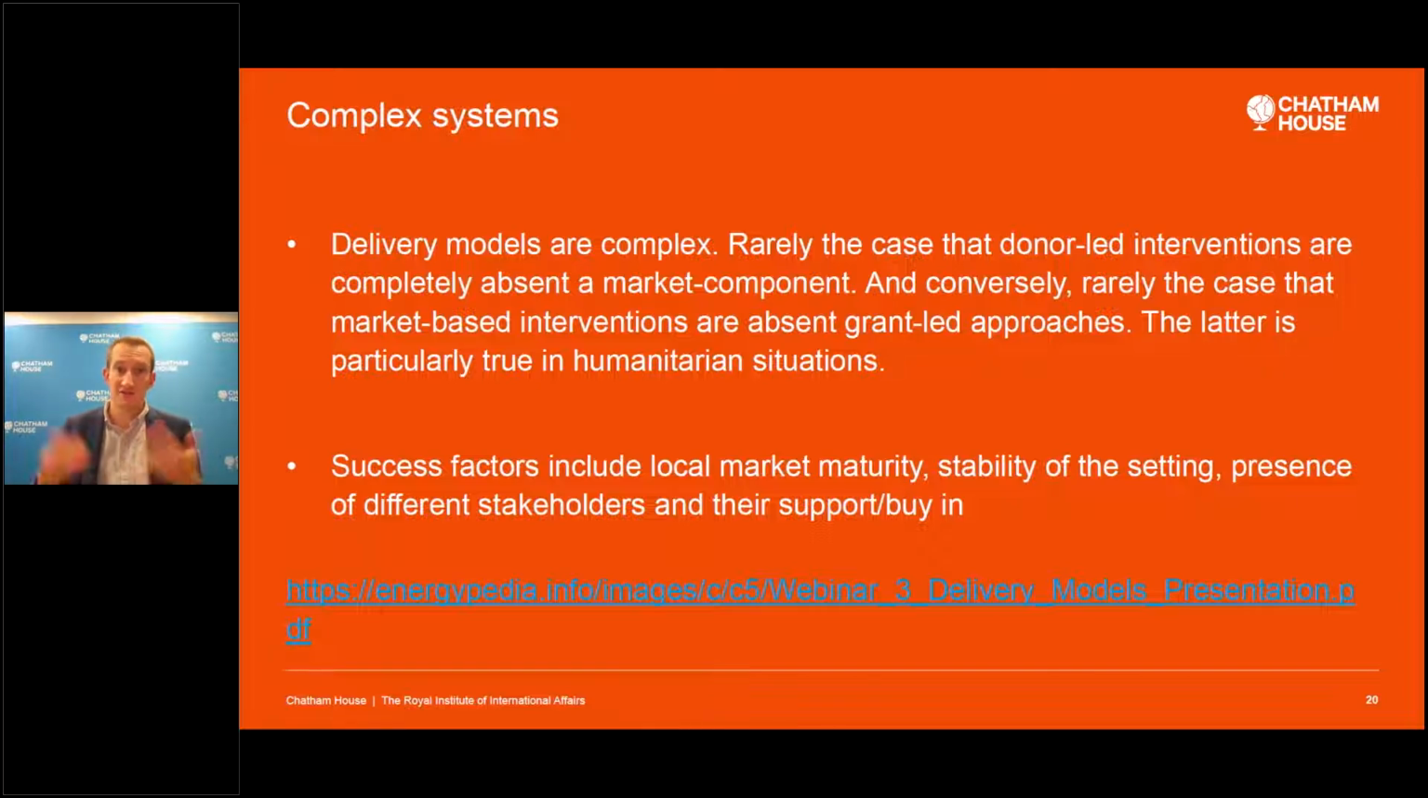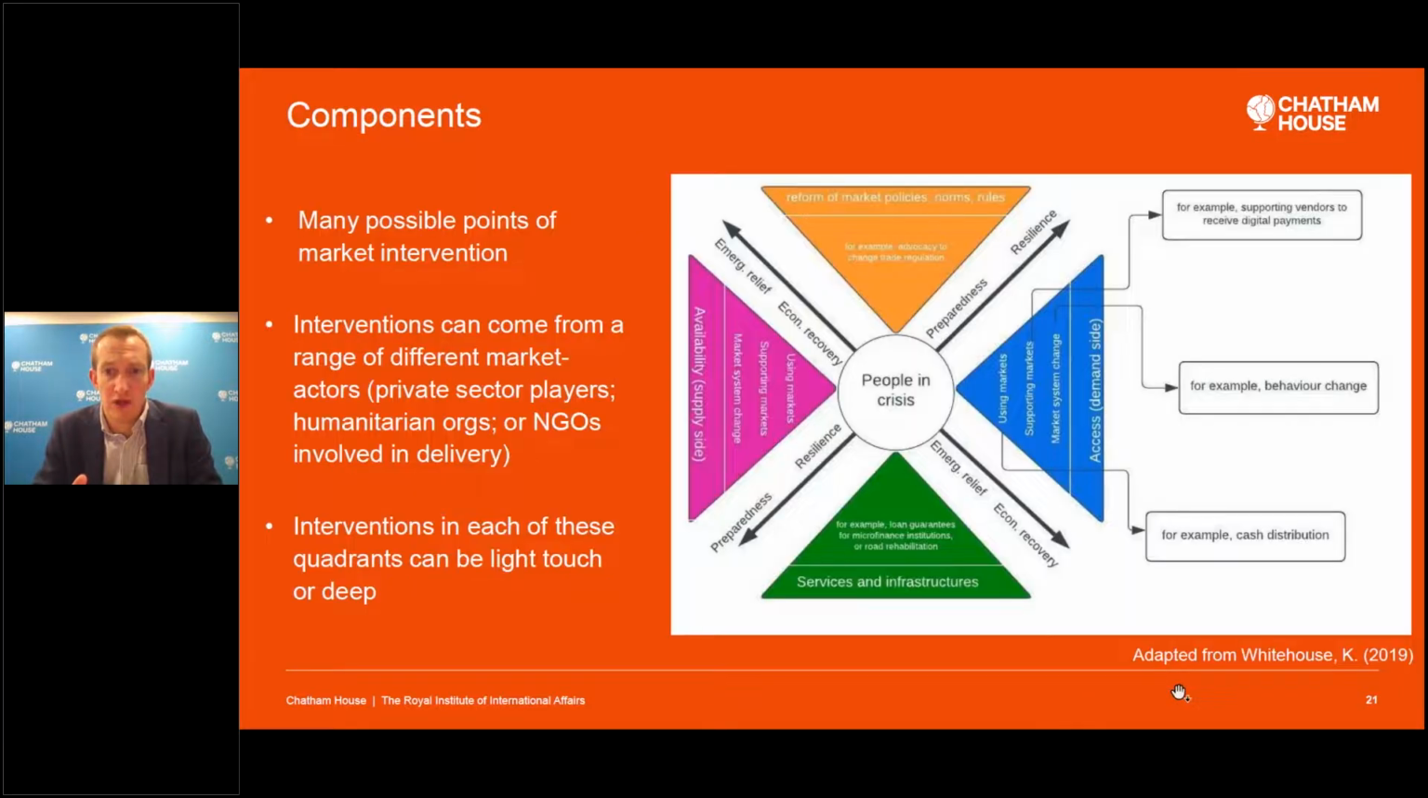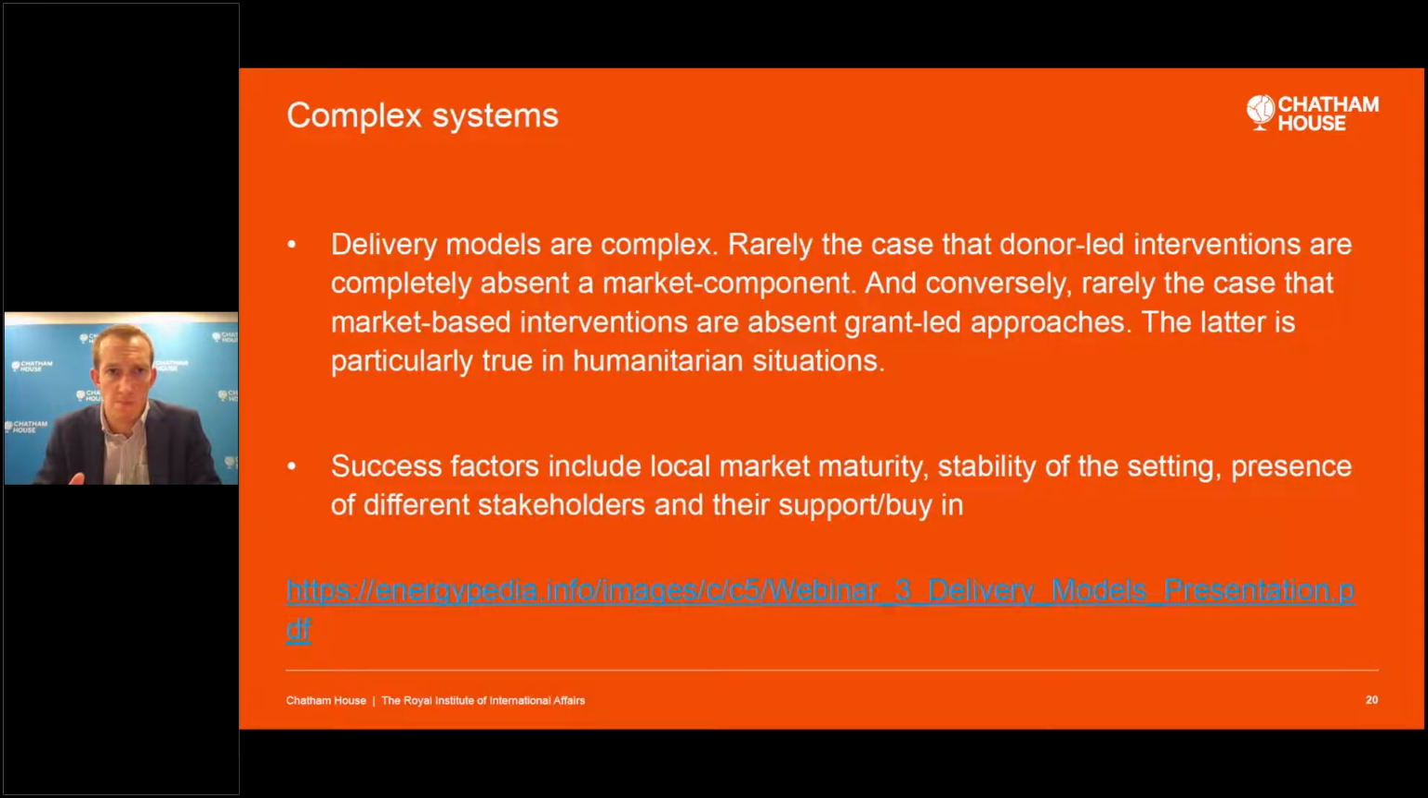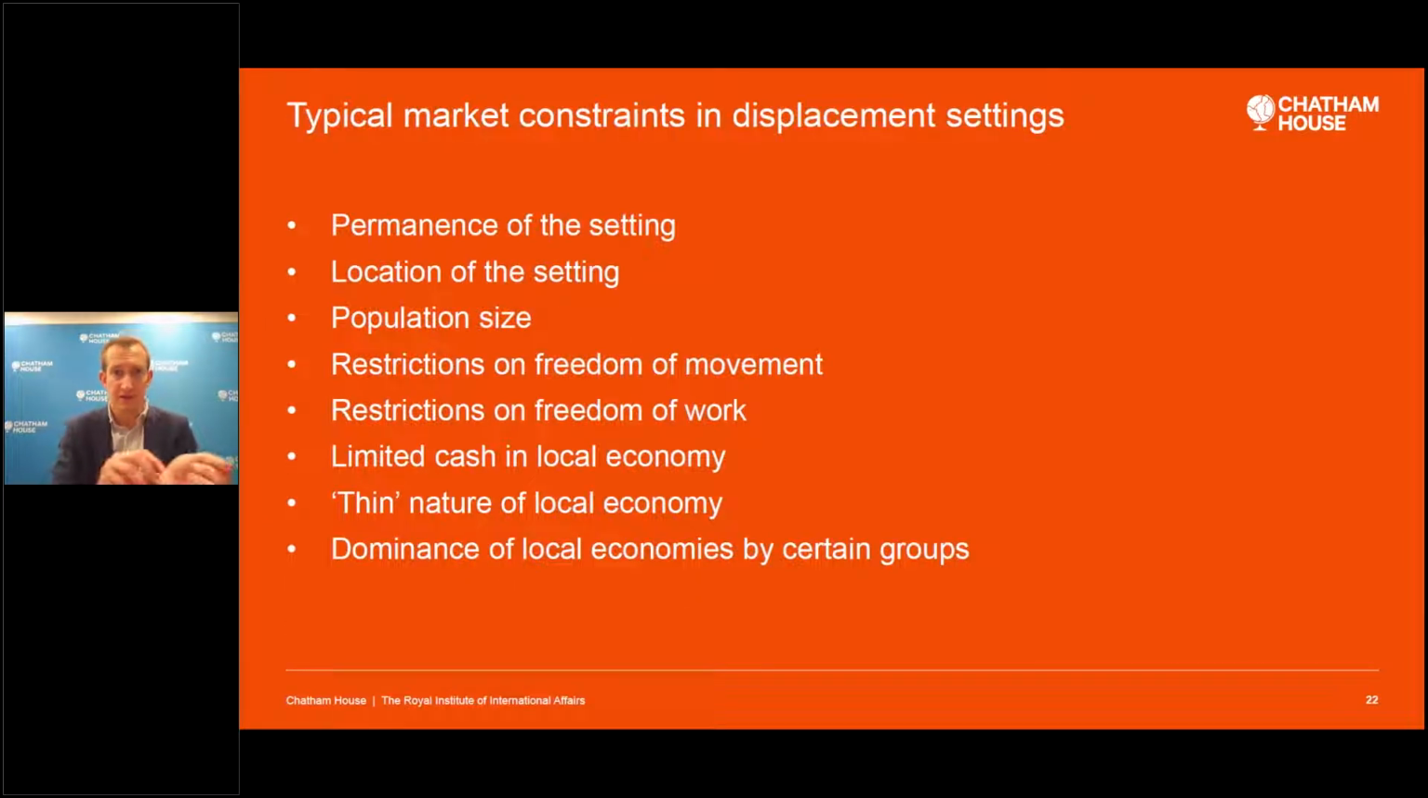Some of the success factors for developing a market-based intervention: generally we think about the maturity of the local market, the stability of the setting, the presence of different stakeholders, and how much support and buy-in they're going to give to an intervention. If we could go on, Renisha, and skip to the next slide, please, just one more. There we go.